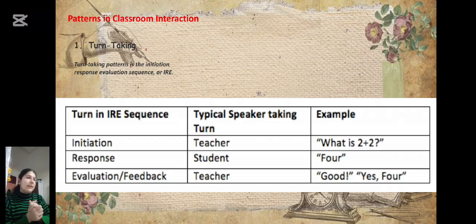Let's start. We have a typical speaker talking turn, which can be a teacher and students. So now, for initiation, we have a teacher who asks, what is 2 plus 2? The response the students give is 4, and then the feedback from the teacher is, good, yes, 4. So what are we expecting there? At first, the teacher asked a well-known question, for example, what is 2 plus 2? Who is Einstein?